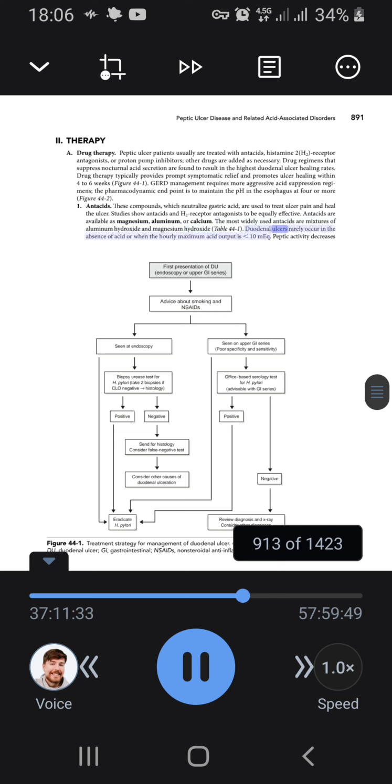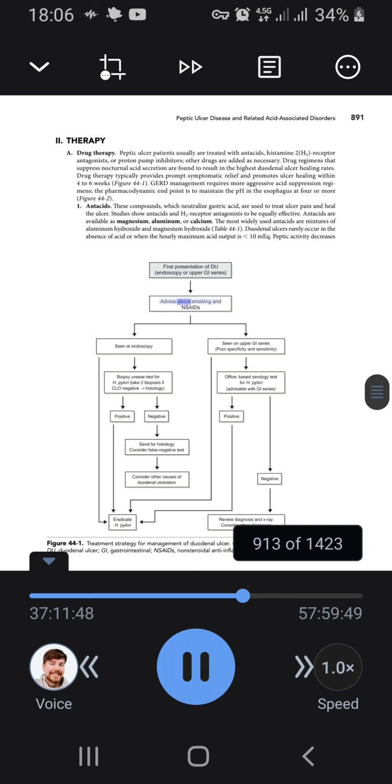Duodenal ulcers rarely occur in the absence of acid or when the hourly maximum acid output is 10 mEq. Peptic activity decreases. First presentation of endoscopy or upper GI series.